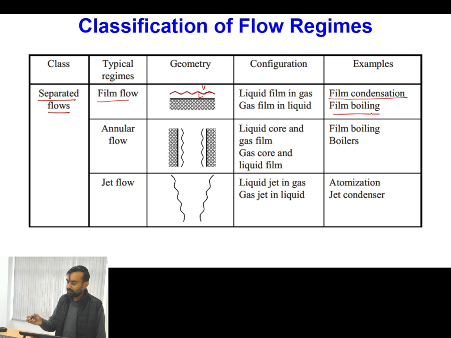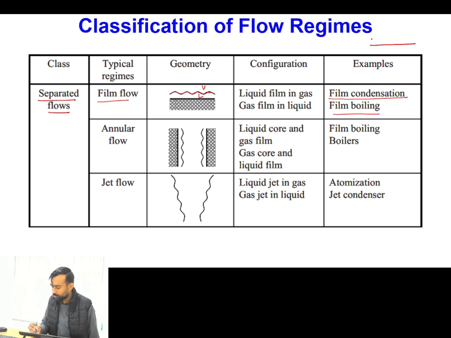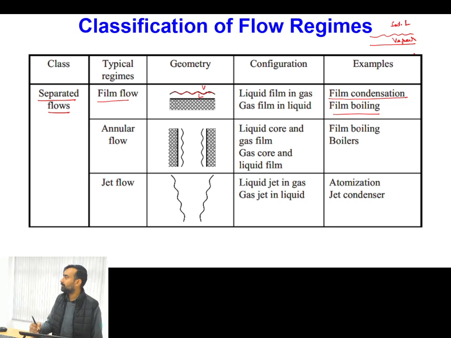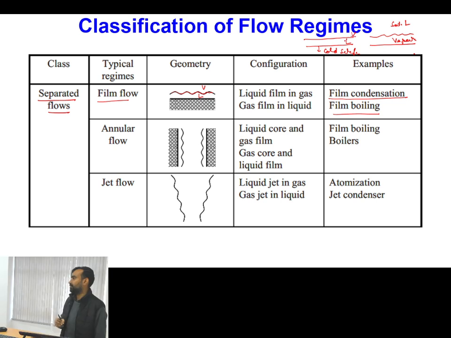What happens in film boiling? In film boiling we have a vapor film over the heated surface, and over this vapor film we have saturated liquid. So this is a well separated flow. If you talk about film condensation, this is the cold surface. Over the cold surface we have a film of liquid, and outside this we have a vapor atmosphere. So in the applications of film condensation and film boiling, this occurs.